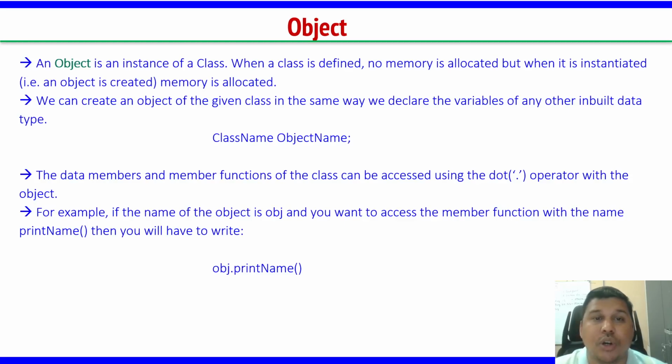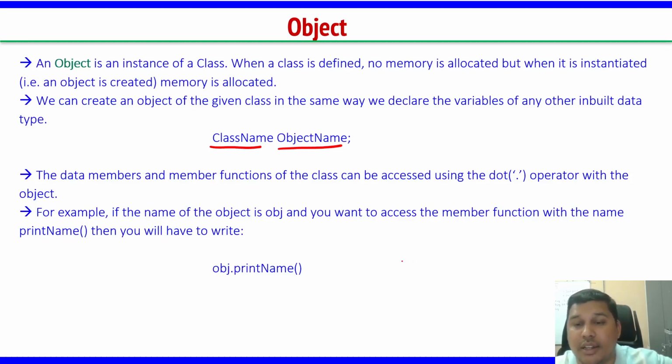Now let's see about objects. An object is an instance of a class. When a class is defined, as I told you, memory is not allocated; memory is allocated only when you create an object. So how do you create an object? What is the syntax for that? You have to give the class name, space, object name.